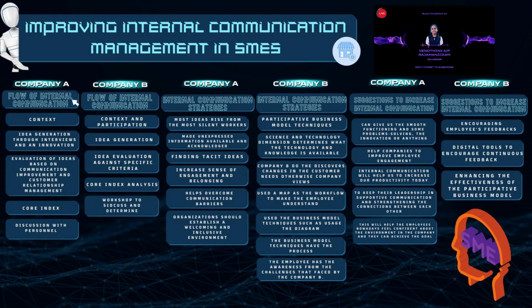Company A is a manufacturer of fine furnishing and parts. To solve the problems with internal communication between the production, marketing, and product delivery departments, the researchers created a process for developing business models. The process involved 5 steps: content design, idea creation, evaluation of ideas based on communication, customer relationship, core index analysis, and discussion with personnel.